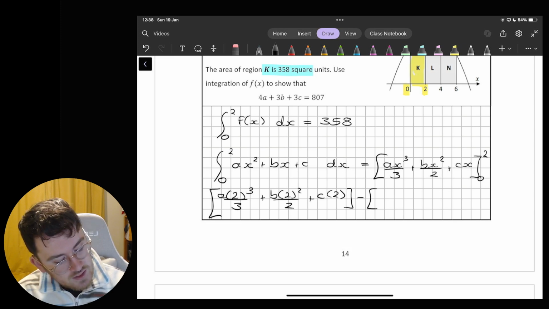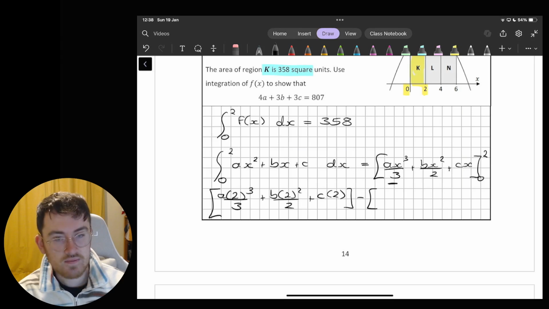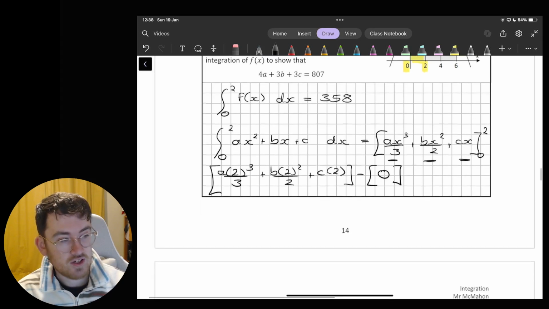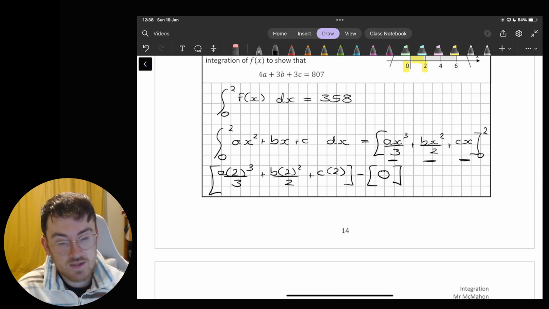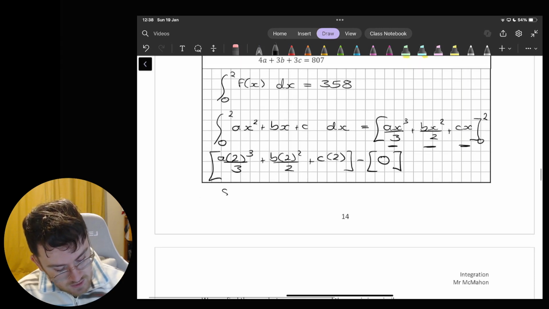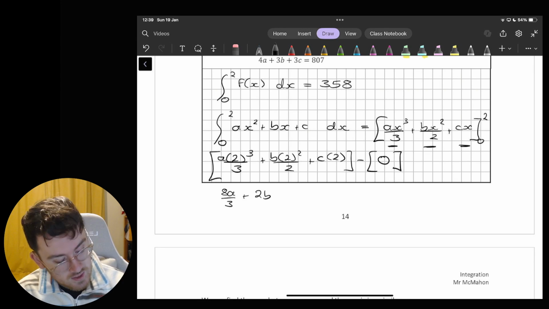Okay, and looking at the function here, I can see the first term has an x. If I put in 0, that will go to 0. The second term will also go to 0. The third term will also go to 0. So all of this is simply going to evaluate to 0. Okay, so I can nearly look at that one before actually having to spend any time really working it out. So let's continue. 8a over 3 plus 2b plus 2c, and we know the answer is 358.